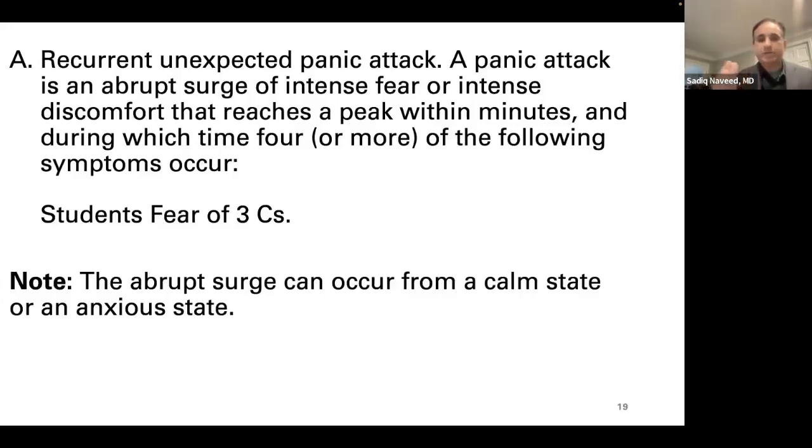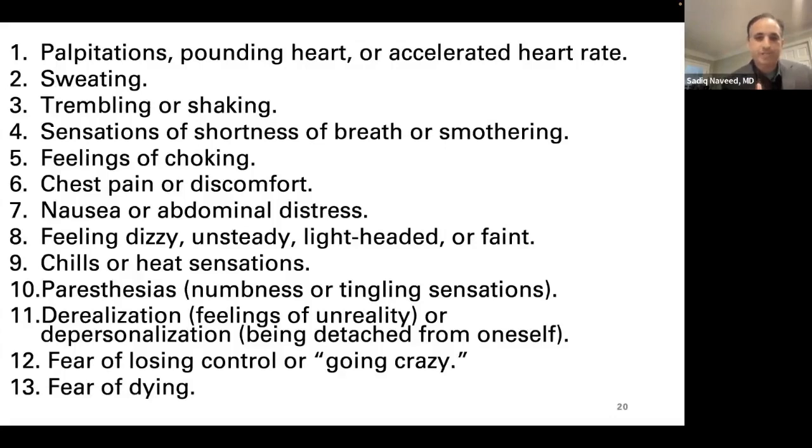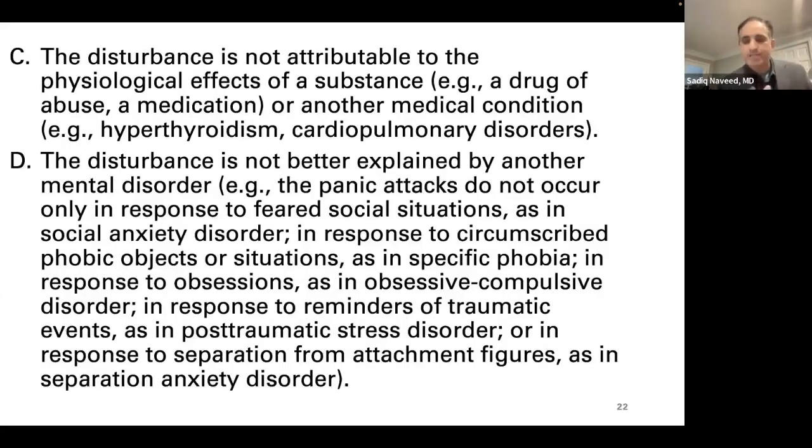Recurrent panic attacks, which are unexpected, right? And there's an abrupt surge of intense fear that reaches its peak within a minute, during which time 4 symptoms are present. And just get an idea of what that means. I'm not going to go through that mnemonic today. So some of the symptoms are palpitation, heart pounding, sweating, and a lot of it is around hands, trembling, sense of shortness of breath, feeling of choking, chest pain, nausea, abdominal discomfort, feeling dizzy, unsteady, lightheaded, or faint, chills or heat sensation, numbness, depersonalization. What briefly it tells you is that panic disorder is a diagnosis of exclusion. So you need to rule out other situations which can cause panic attacks or panic.